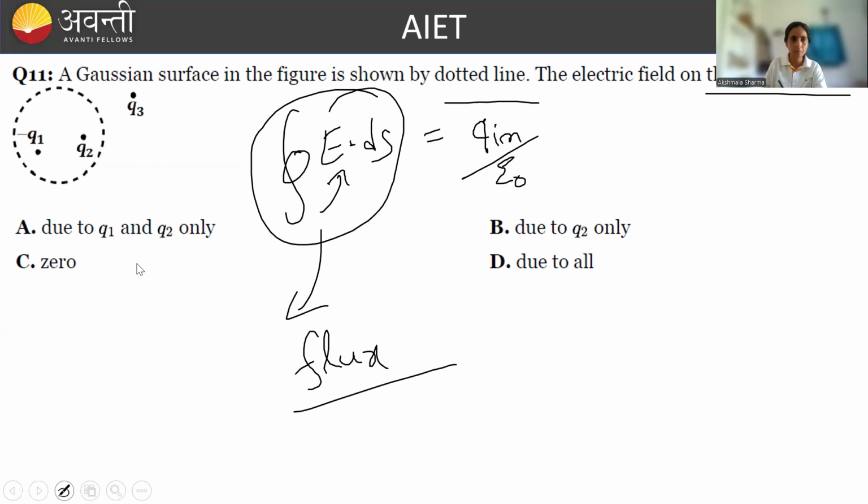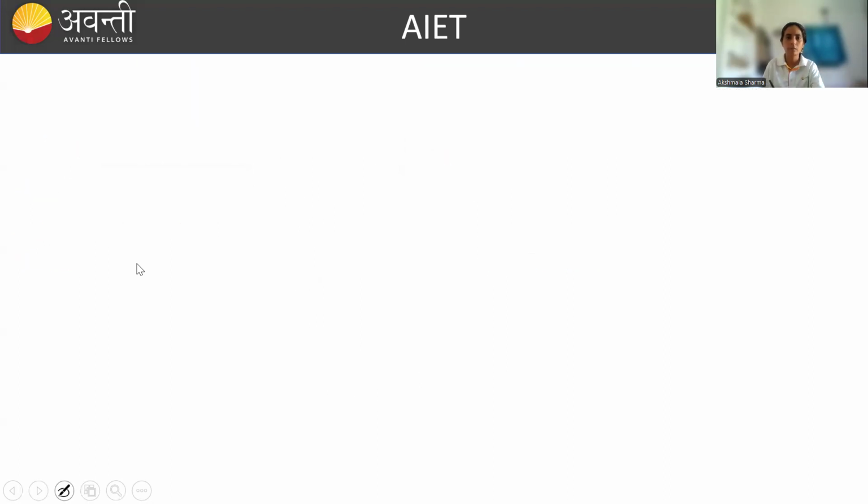So correct answer here will be what? It will be due to all. So correct answer should be, let's write it here, correct answer should be B.